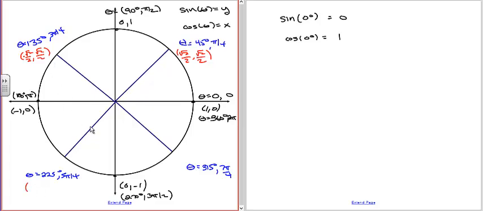You come down here, they're both negative. Negative x, negative y. So it's negative the square root of 2 over 2 and negative the square root of 2 over 2. And then over here, x is positive and y is negative. So you get positive the square root of 2 over 2 x, negative the square root of 2 over 2 y.